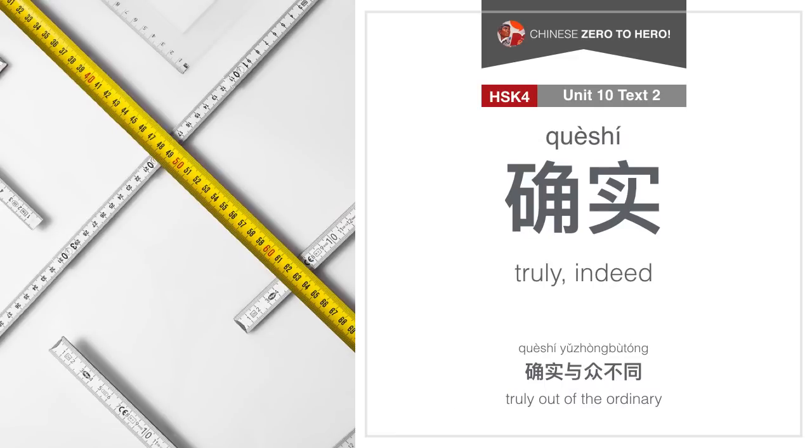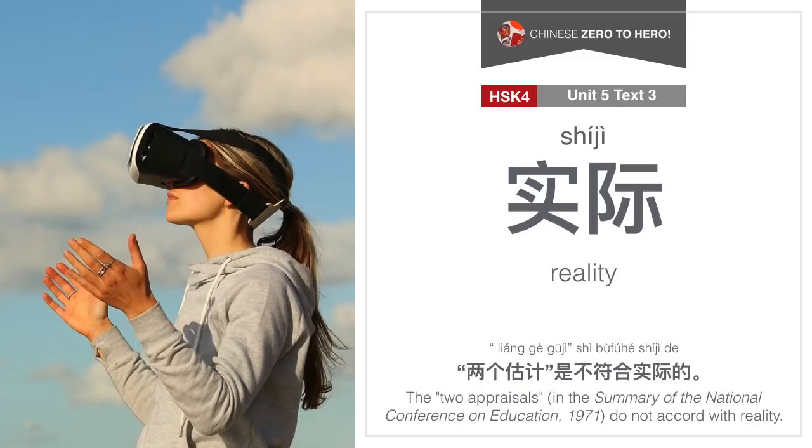In HSK 4, we learned the word 确实 meaning truly or indeed. 确实与众不同 truly out of the ordinary. In HSK 4, we learned 实际 meaning reality. 两个估计是不符合实际的. The two appraisals, which is in the summary of the National Conference on Education in 1971 in China, do not accord with reality. You need to know about Chinese political history to understand this sentence.